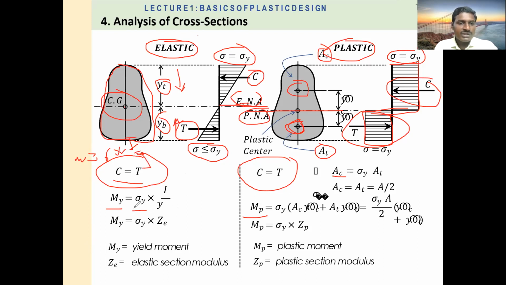So here moment at yield point is equal to sigma y into I by y. So I by y is nothing but Z. Why is it written ZE here? E is nothing but elastic. So My is equal to sigma y into ZE. Here ZE is the elastic section modulus and My is the yield moment. So this is in the elastic.